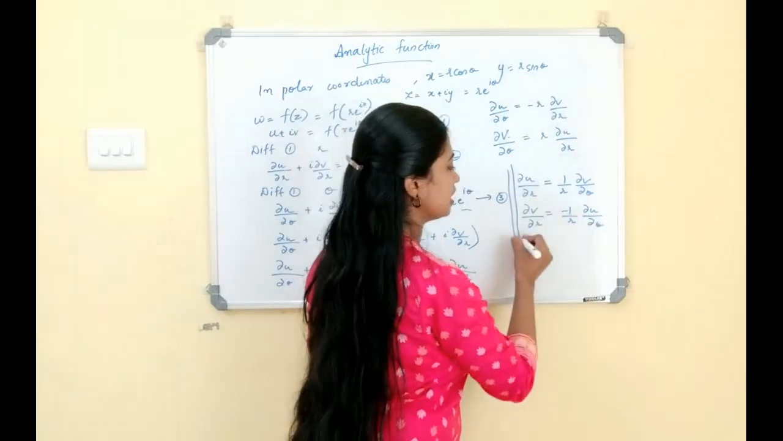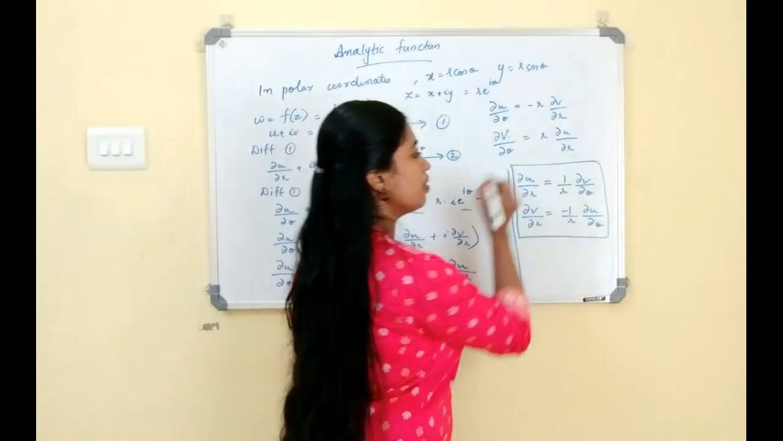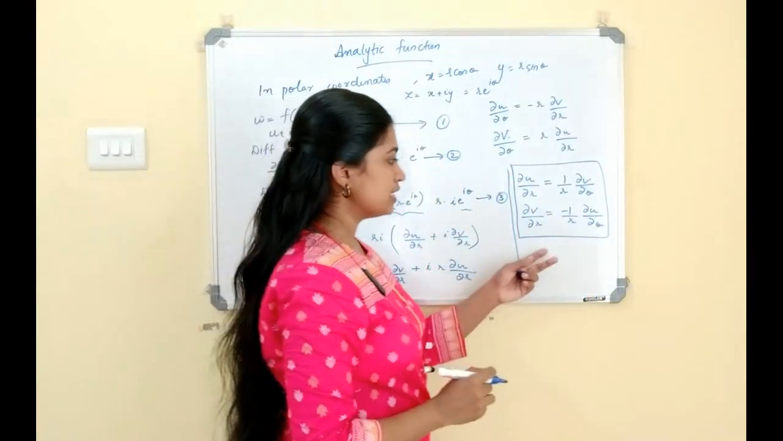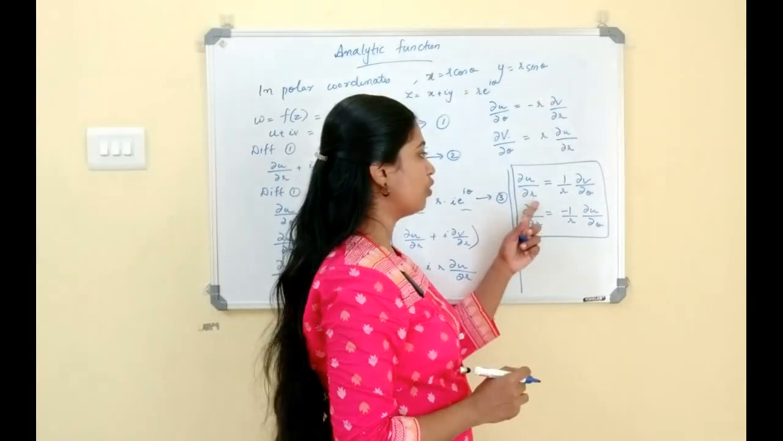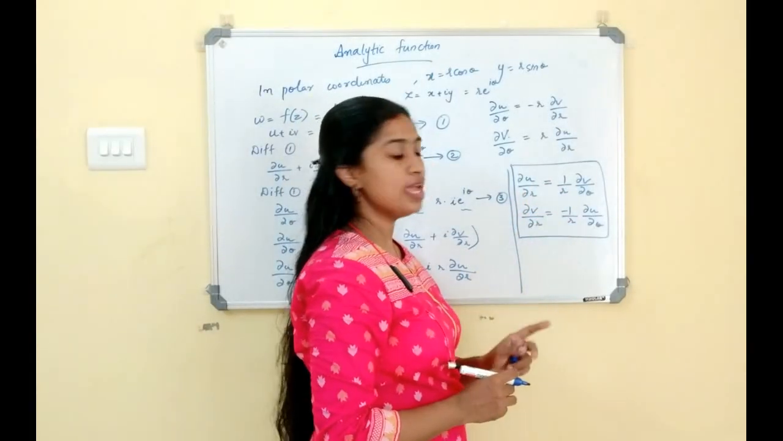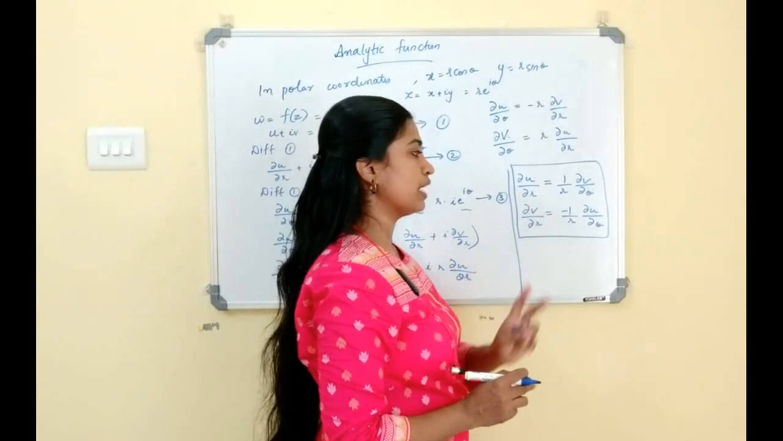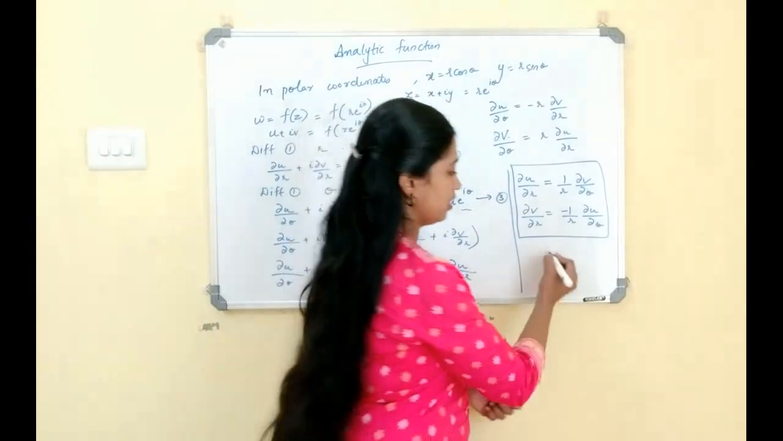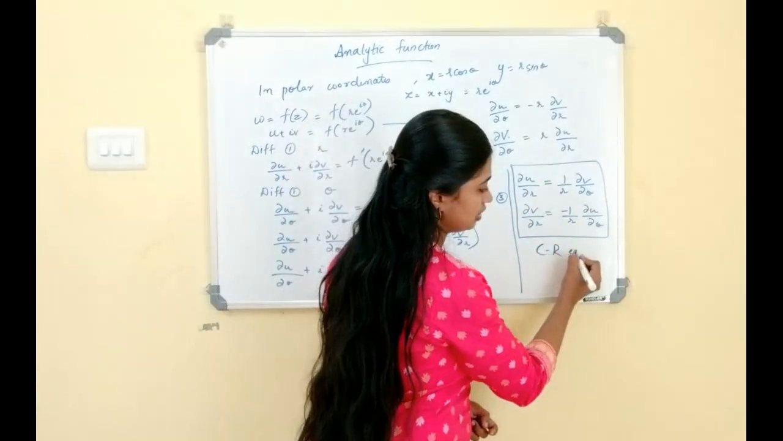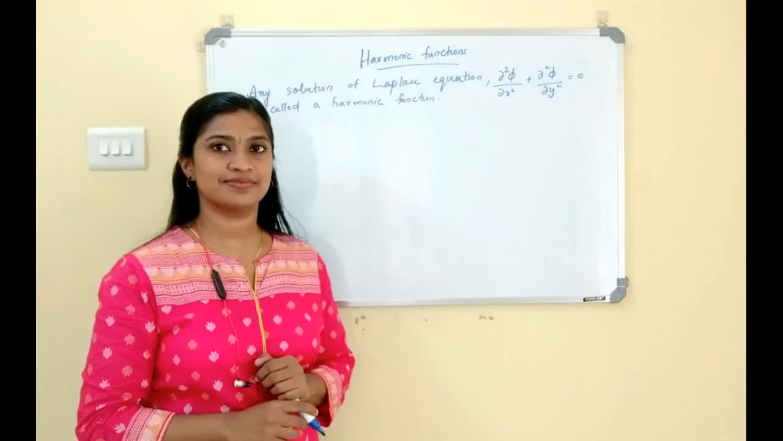This is the CR equation in terms of polar coordinates. You just need to learn this by heart. ∂u/∂r is equal to 1 by r ∂v/∂θ, and ∂v/∂r is equal to minus 1 by r ∂u/∂θ. This is the CR equation in terms of polar coordinates.